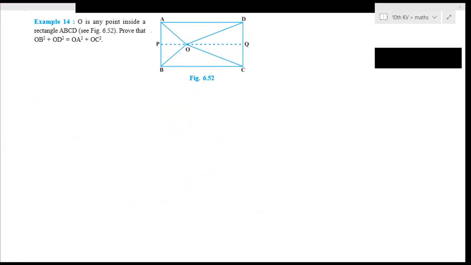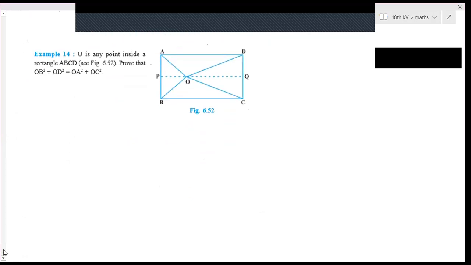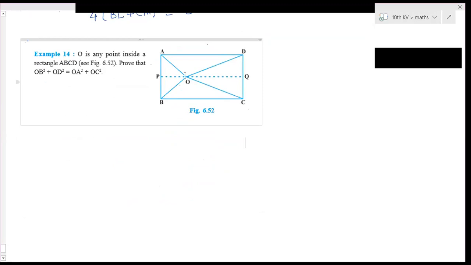Okay. Fine. O is any point inside a rectangle ABCD. Prove that OB square plus OD square is equal to OA square plus OC square. Okay, so to prove this we have to draw a line. Here ABCD is a rectangle. We have to draw a line PQ parallel to BC or AD passing through O.